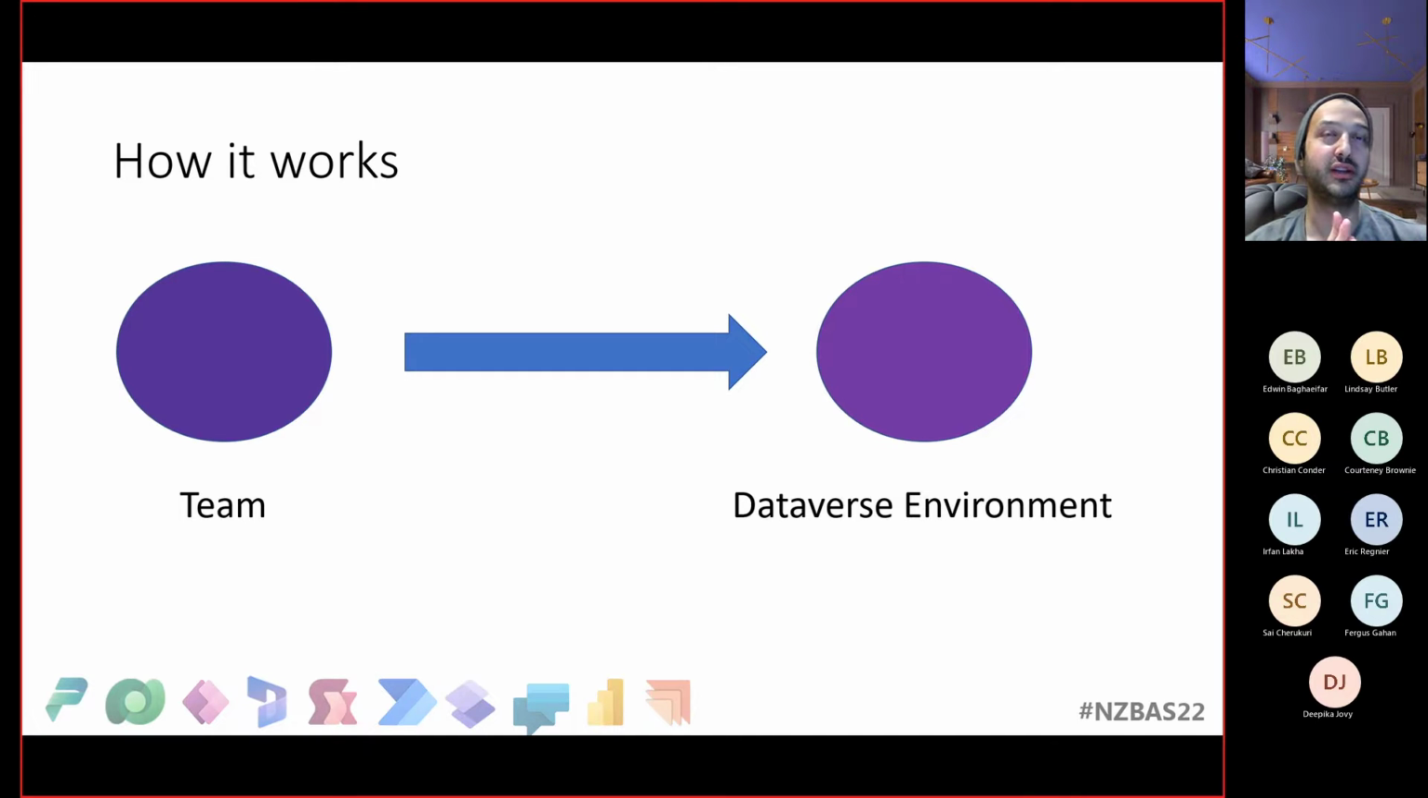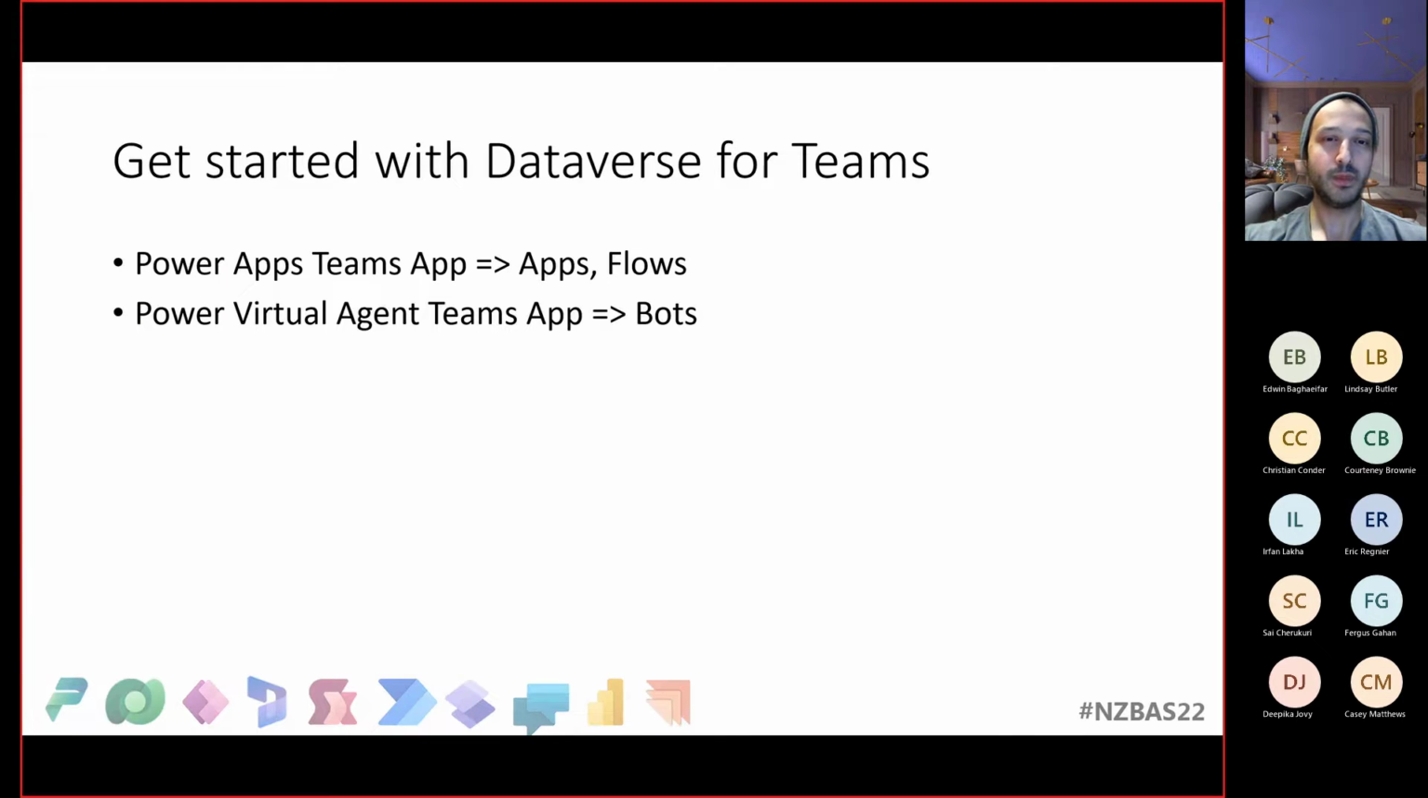So if you create a table called students within team A, it's going to be different from a table called students in team B, and that's because each one has its own environment that acts within that environment, right? So it's a one-to-one mapping that we would have here.